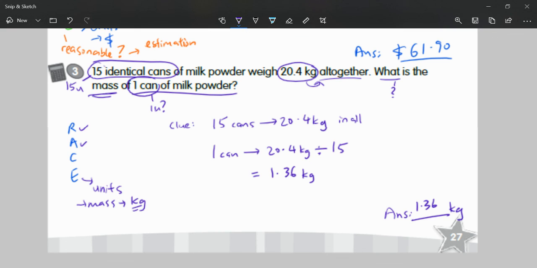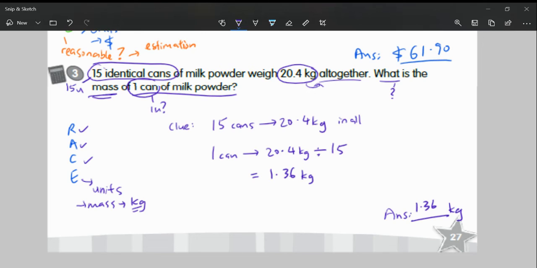Okay, so I chose my clue, writing it down in a way that looks a bit like weight. Remember the arrow symbol that I use? Okay, again, I can check if the answer is reasonable. Okay, 15 identical cans. Okay, I'll stop here. So that's this level 1 questions, page 27.